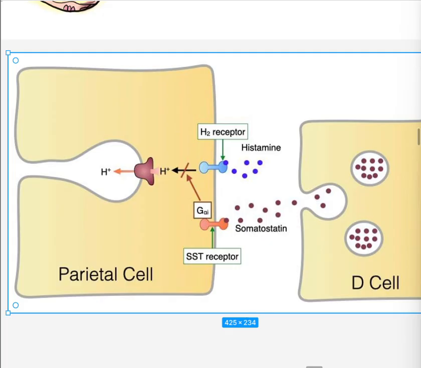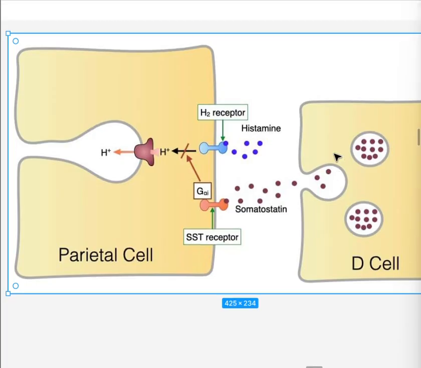What happens in Zollinger-Ellison syndrome is that somatostatin analogs can be used. Why? Because in Zollinger-Ellison syndrome, the gastrinoma produces a lot of gastrin, and there's a lot of histamine being produced from enterochromaffin cells, which leads to massive acid secretion. So you can give somatostatin analogs like octreotide and treat Zollinger-Ellison syndrome.